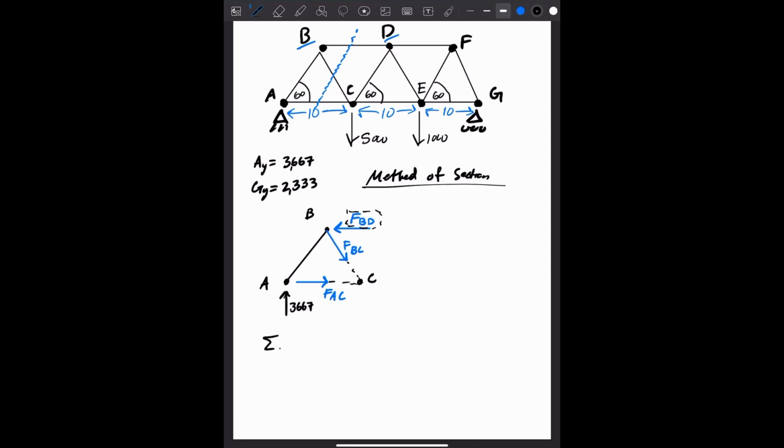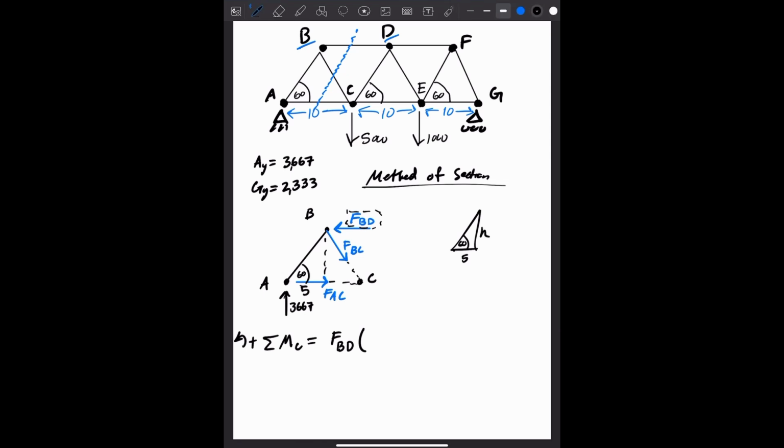So we say sum of moments about point C, counterclockwise is going to be positive. We're going to say that FBD times some distance. Okay, what is this distance? I suppose we're going to have to solve it. So we know this is 60 degrees right here. And we know that if we took half the distance of 10, that this is 5. So let's just draw a simple triangle right here. We have 5, we have 60, we want to know, I'll put H right here.